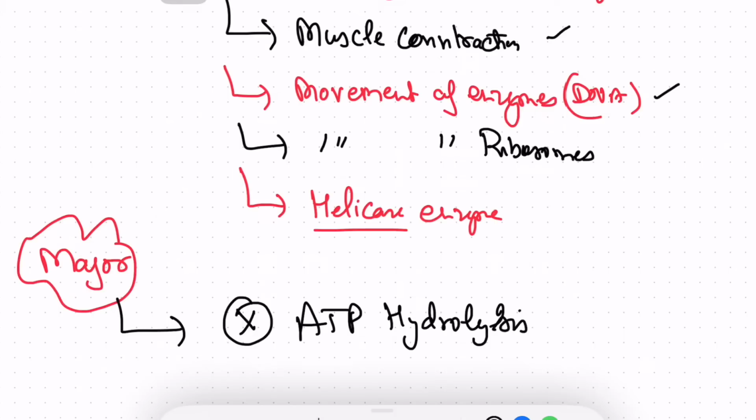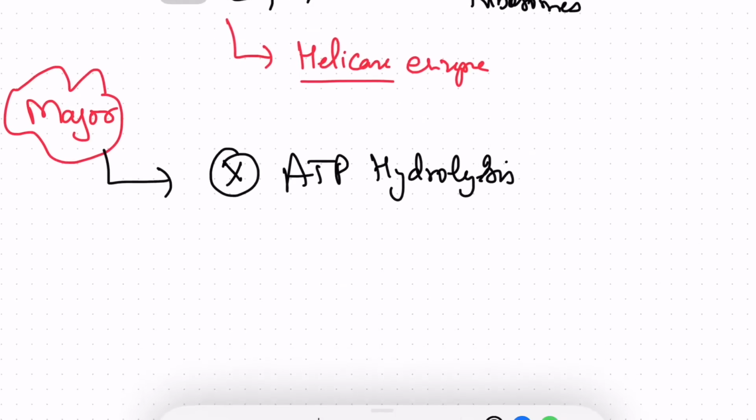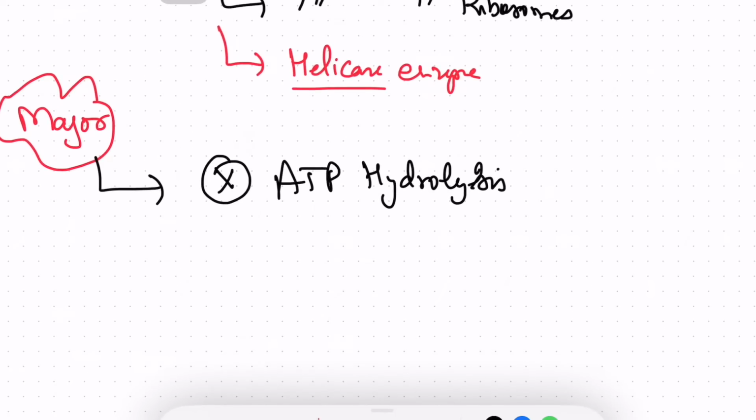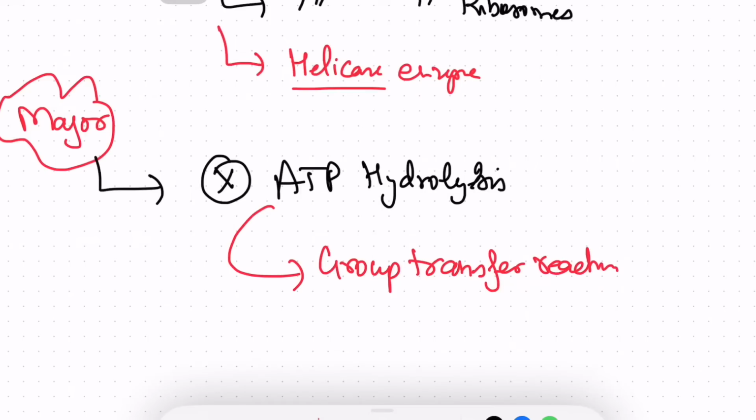Now it will be clear, just wait. Here I just want to tell you what we are going to see: group transfer reactions. In the majority of reactions, ATP is involved, but what we are going to see is group transfer reaction.